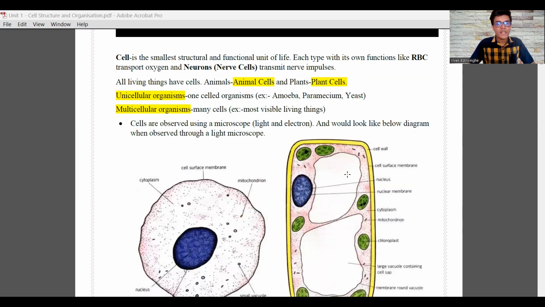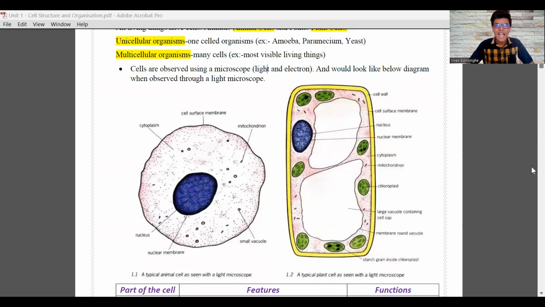As you all know, cells are extremely tiny, so they need to be observed under a microscope, which could be a light microscope or an electron microscope. And once observed, you would see the cells as shown below, where on the left-hand side you can see the animal cell, and on the right-hand side you can see the plant cell.